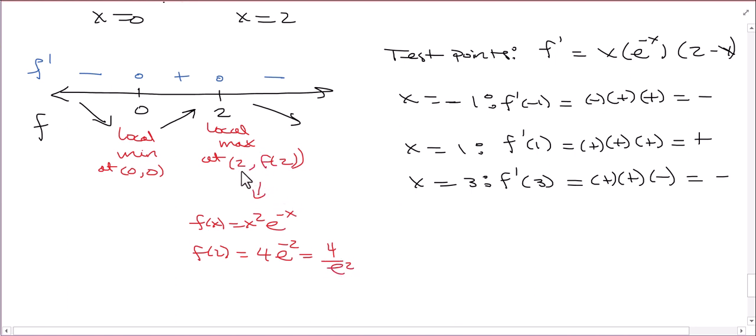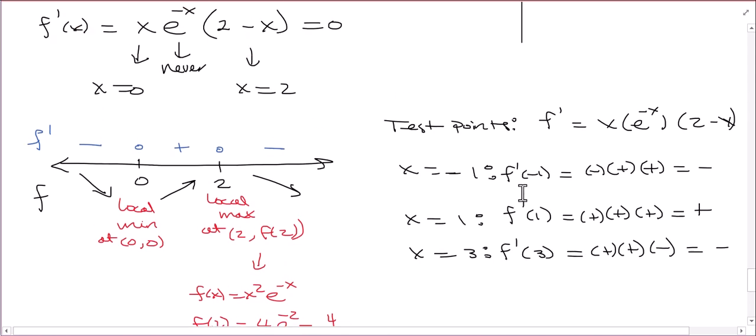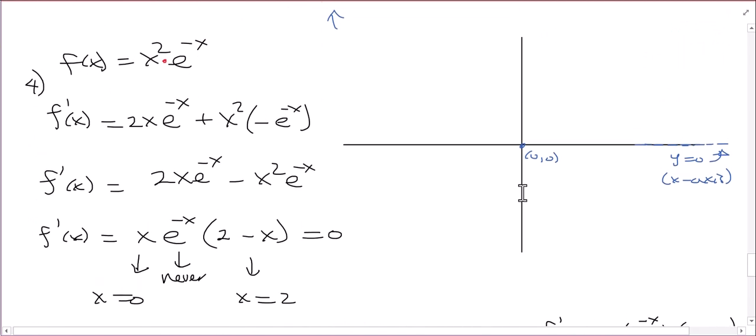So we can replace that. So you have a local max at 2 comma 4 over e squared. And so you could plot that over here. So now I know this is a local min at 0, and at 2, 4 over e squared, which is very low. So here at 2 and 4 over e squared, you're going to have a local max. So I know this is going to do something like that, and this is going to do something like that.